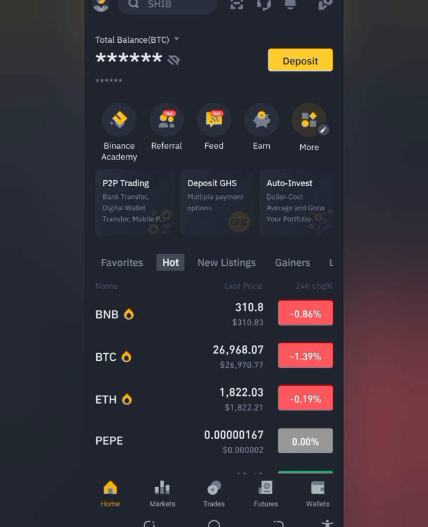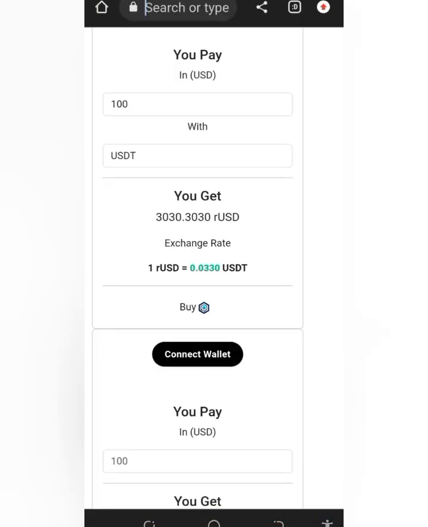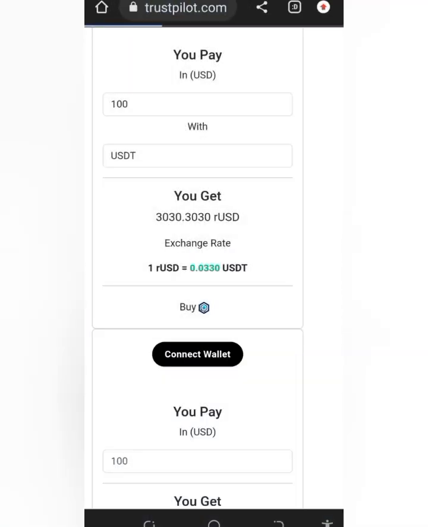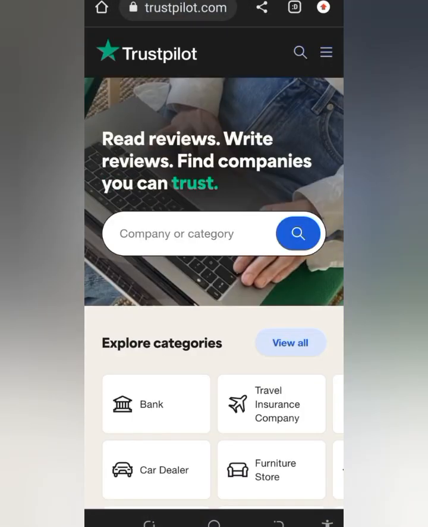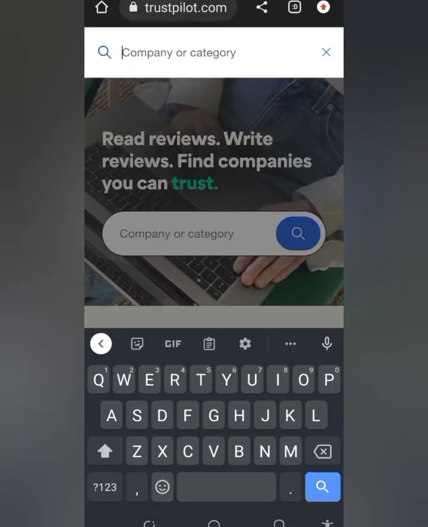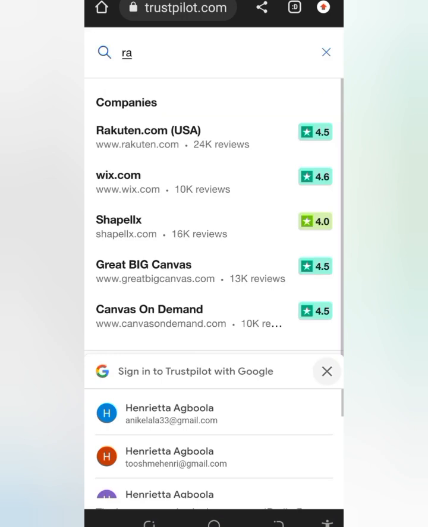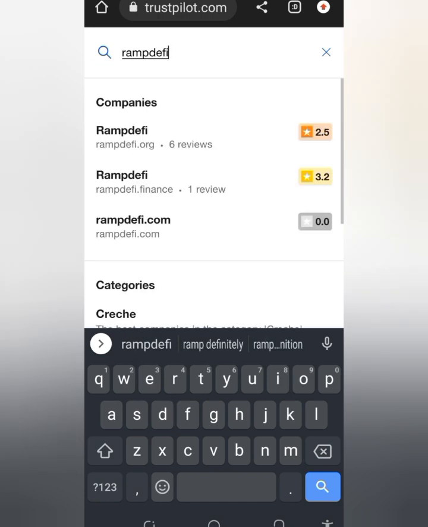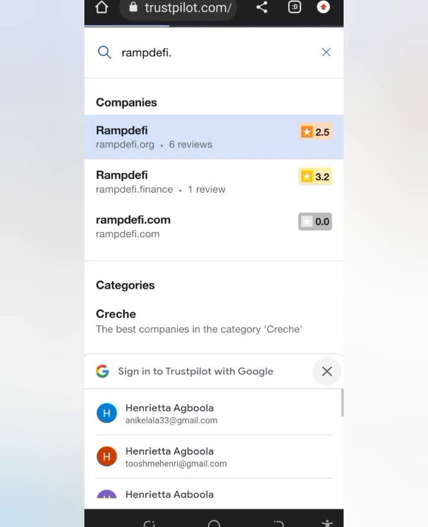You can't tell. And one of the ways you can tell if the platform is legit, and I want to go check, is to go to Trustpilot. So I'm going there right now just to check whether it's actually legit. Let's put in the company here. It's rampdefi.org. I hope it's this one. Let's see what they say.